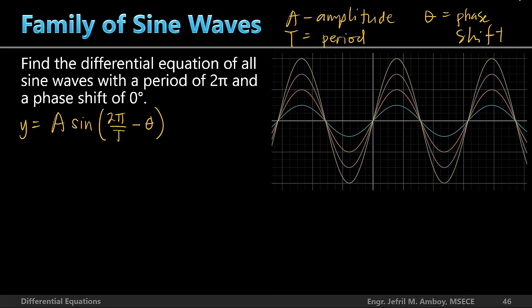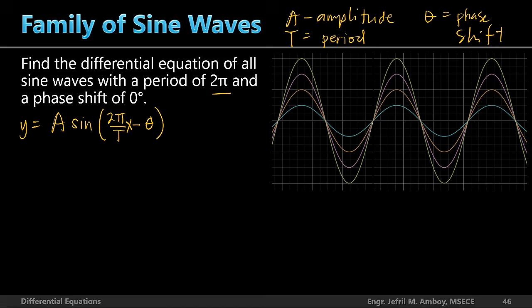Okay. But it is said in the problem that the period must be 2 pi. So, if I make T equal to 2 pi, 2 pi over 2 pi, actually, we should have a variable x there. So, if our horizontal axis is x, it should be x. If our horizontal axis is t or time, it should be t. But for this purpose, let us use x. So, 2 pi over T times the variable x minus theta. Okay. So, according to the problem, the period represents the time required to complete one cycle.